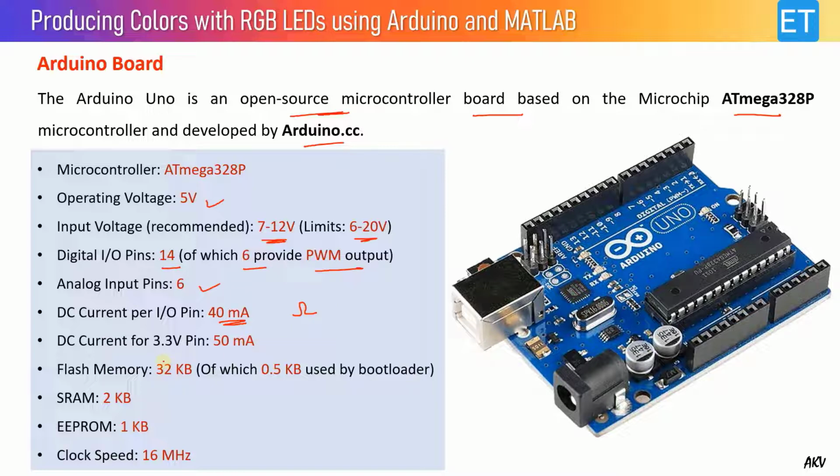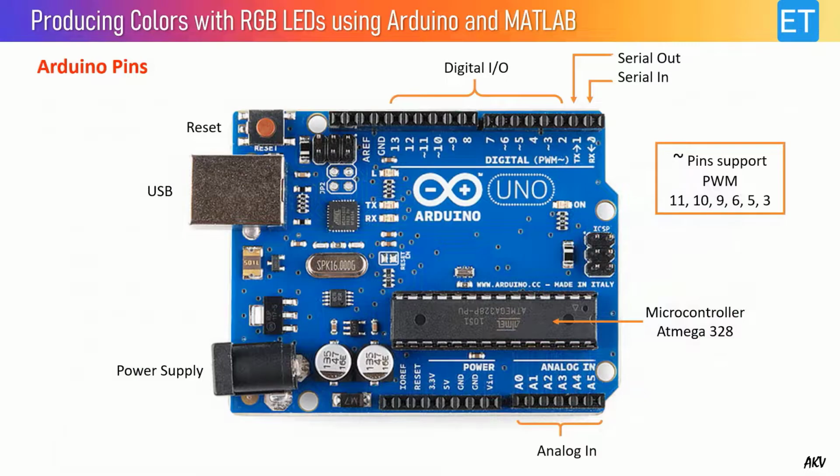And there is another pin, a 3.3 volt pin here, which has a current capacity of 50 milliampere. Its flash memory is 32 KB, its RAM is 2 KB, its ROM is 1 KB, and this microcontroller operates at 16 megahertz. And now let's have a look at its different components and pins.